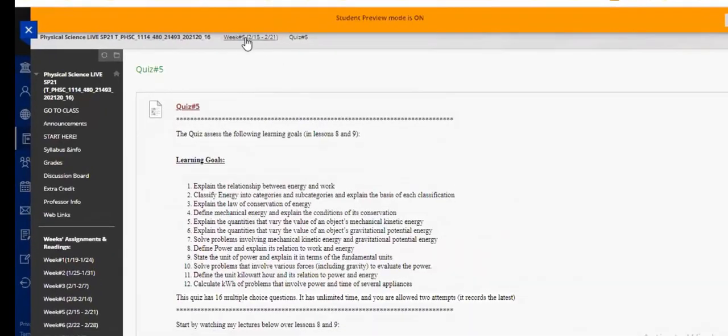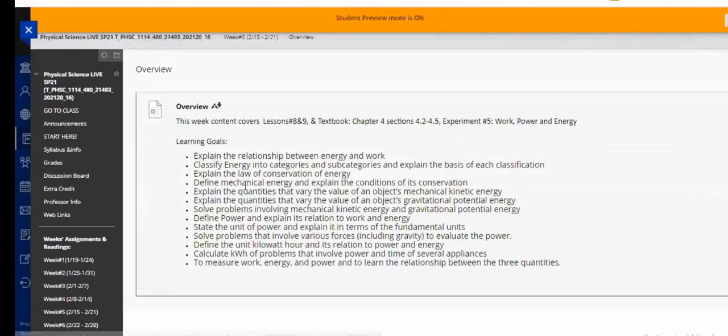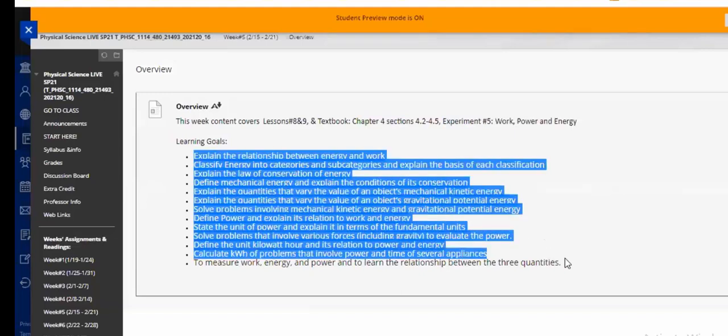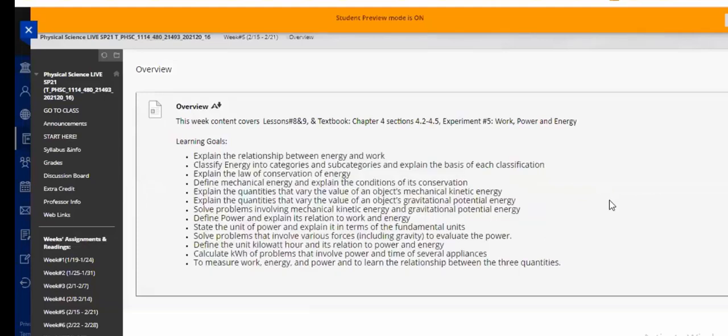Let me go ahead and go to this week's lessons, and I'll share my screen with you. This is the week number 5 area. You can see here in week number 5, you have the overview, which tells you about the learning goals, the lessons we are going to cover, which are 8 and 9, and the chapters in the textbook, if you have the textbook, okay? And the experiment we are going to do. Those are the learning goals that you need to achieve this week from both the lecture and the lab. Okay, the lecture part, the class part, and the lab part.